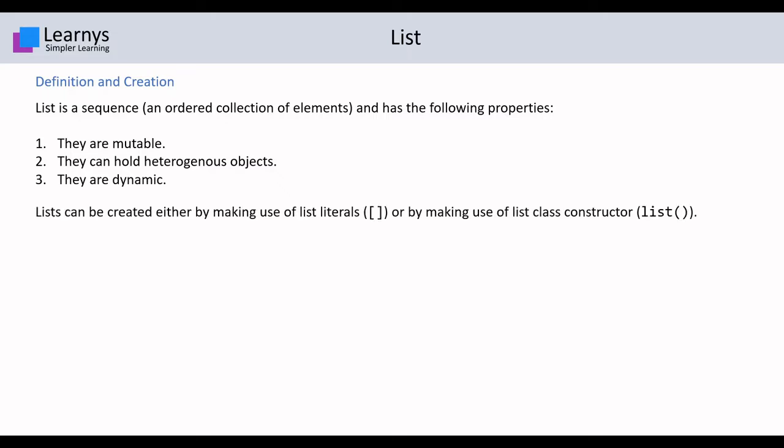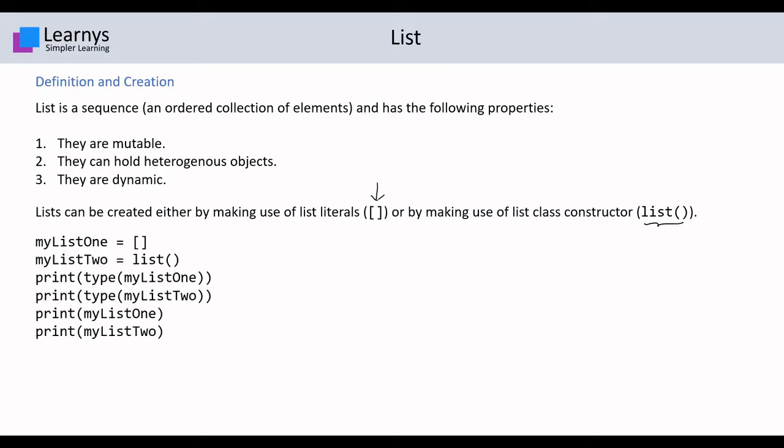Lists can be created either by making use of the list literals, that is, the square brackets, or by making use of the list class constructor written as list with two round parentheses. Let's see this example and understand list. For example, mylist1 is a list object which is holding no values. Mylist2 is another list object created using the constructor and is also not holding any values.